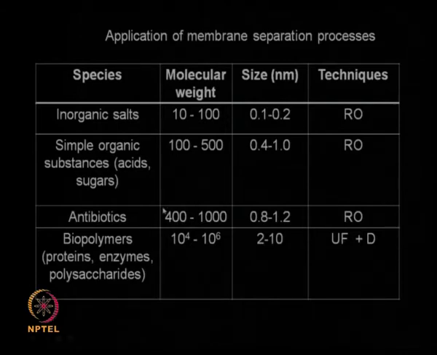Then if you have biopolymers, what is a biopolymer? Biopolymers could be proteins, enzymes, polysaccharides, very large molecular weight biopolymers. We are talking in terms of 10 power 4 to 10 power 6 Dalton. So big size, 2 to 10 nanometers. So here we can use an ultrafiltration type of system because the sizes are much larger here unlike the other cases.